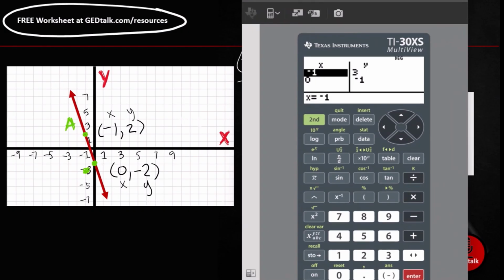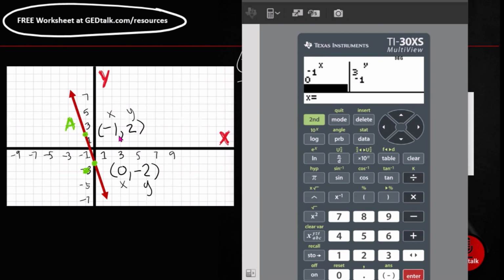So I already inputted what I know X will equal. And if you're like, how do you know X will equal -1? Because remember, folks, we found two ordered pairs: -1, 2, and then the second one was 0, -2. So I know when my X equals -1, my Y should equal 2. So I typed in -1 and hit enter, and I typed in 0 and hit enter again. It showed me what Y would equal. If X is -1, Y will equal 3. If X is 0, Y will equal -1.